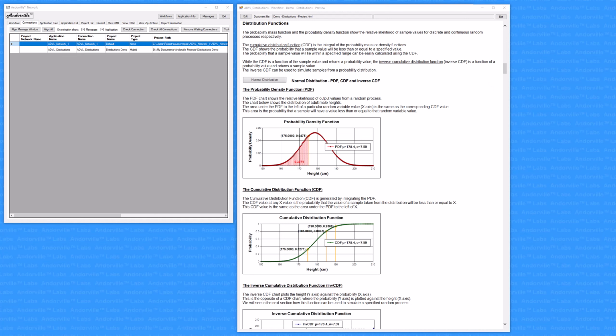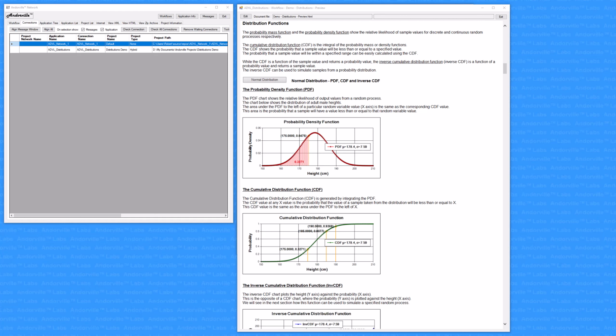The probability mass function and the probability density function show the relative likelihood of sample values for discrete and continuous random processes, respectively. The cumulative distribution function, or CDF, is the integral of the probability mass or density functions. The CDF shows the probability that a sample will be less than or equal to a specified value. The probability that a sample value will lie within a specified range can be easily calculated using the CDF.